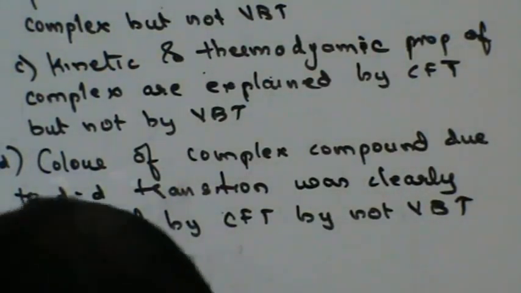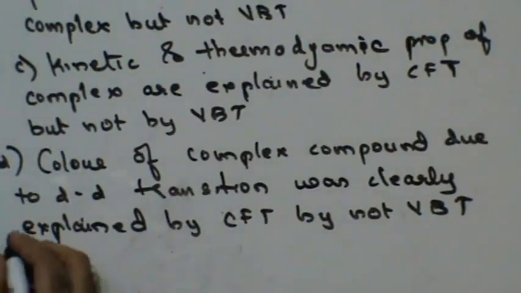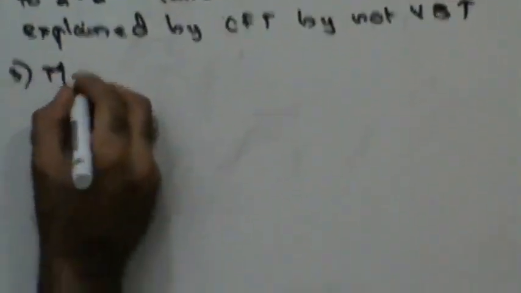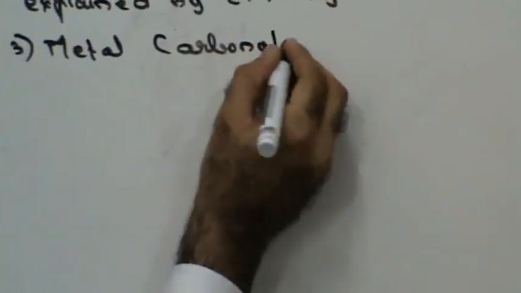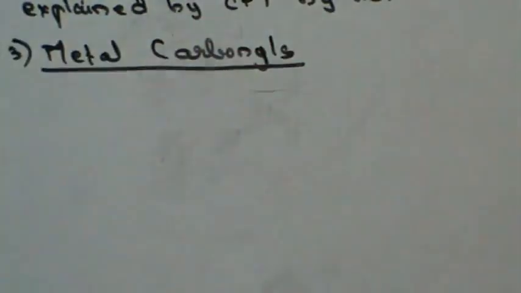Next, what do we understand by metal carbonyls? What are metal carbonyls? These are organometallic compounds in which the carbonyl group acts as a ligand. So the organometallic compounds in which the carbonyl group acts as a ligand are called metal carbonyls.